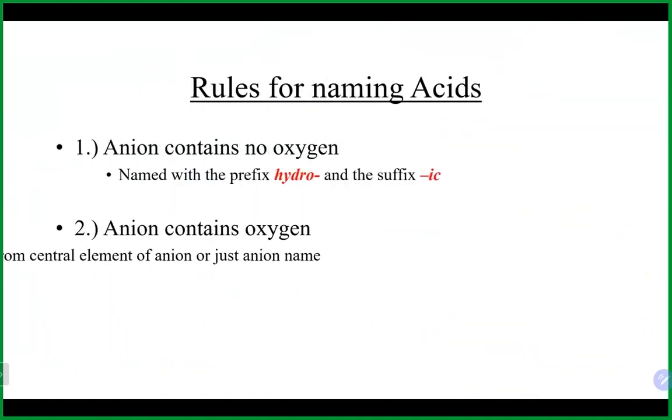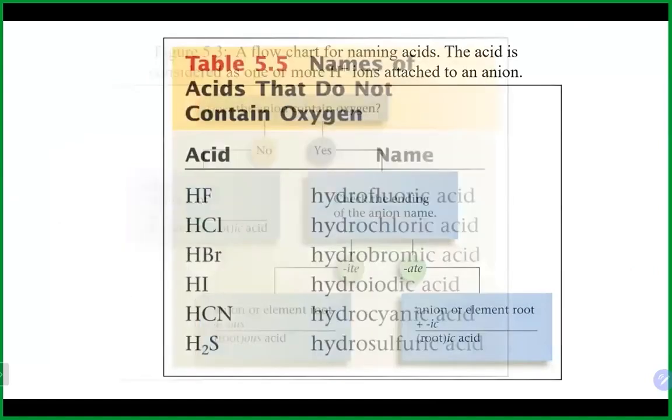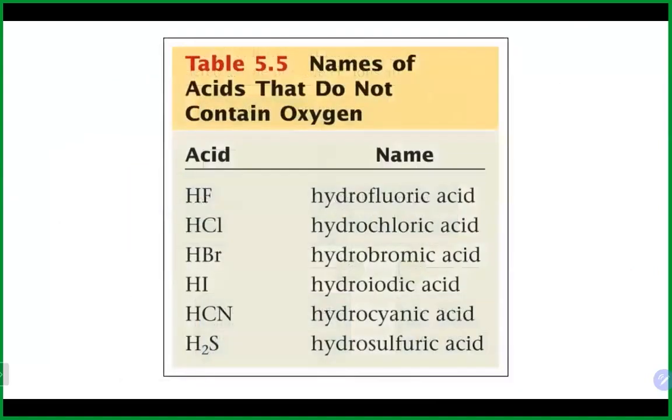All right, so that again is what we just went over. It's "ic" or "ous" if it does contain oxygen and a polyatomic ion, "hydro" if there is no oxygen involved, and ending with "ic." There we go. So there's a table from your book, and all these guys do not have oxygen, so you can see they all start with hydro. They all end with ic, and the middle part is based on the negative ion that is present.